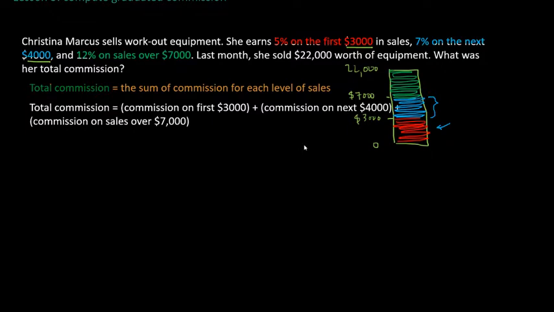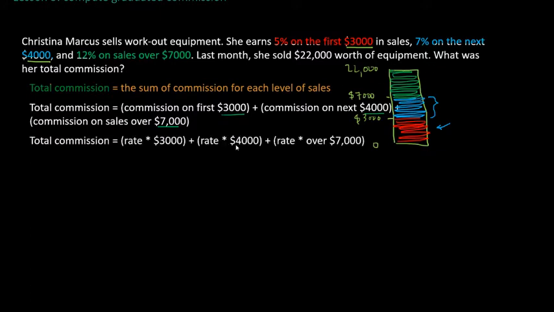So here's what we'll do. We'll split it into 3, and we're going to find the commission for that red part of the graph, the first $3,000. Then we'll find her commission on the next $4,000, that blue part of the graph. And then we'll find her commission on sales over 7,000, that green part of the graph.